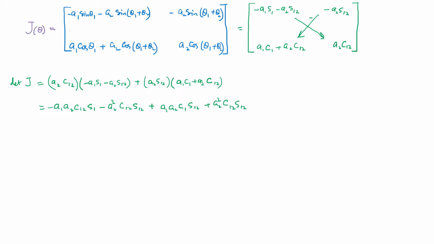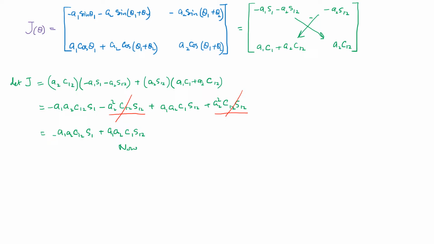Now you can readily identify that you have this term a2 squared cos of theta 1 plus theta 2 sine of theta 1 plus theta 2 appearing over here, but the same term appears over here with the opposite sign. So you can obviously cancel these two out. So I can rewrite the whole expression once again. This is going to be minus a1 a2 cos of theta 1 plus theta 2 sine of theta 1, and then you have plus a1 a2 cos of theta 1 sine of theta 1 plus theta 2.